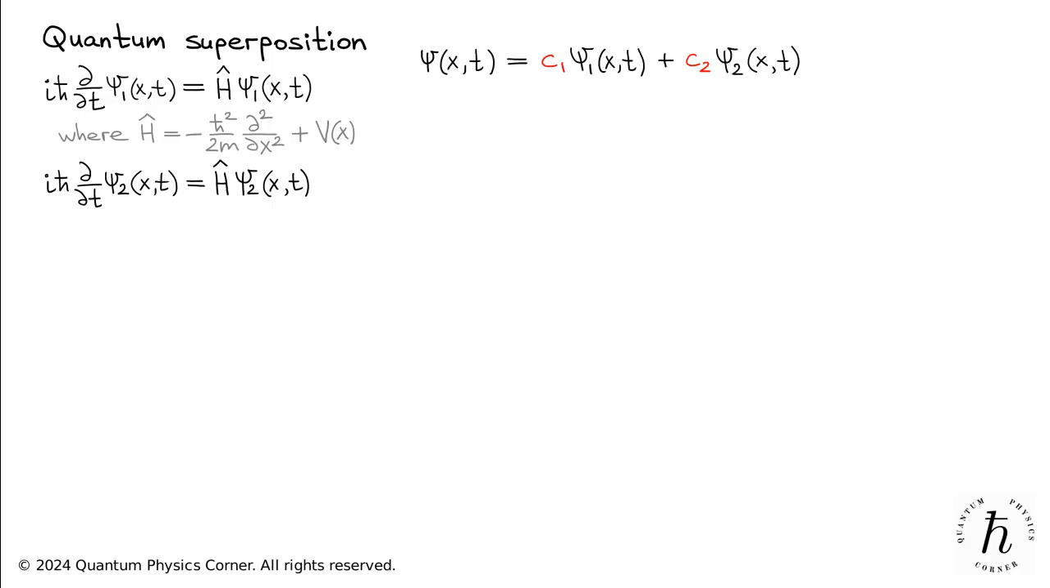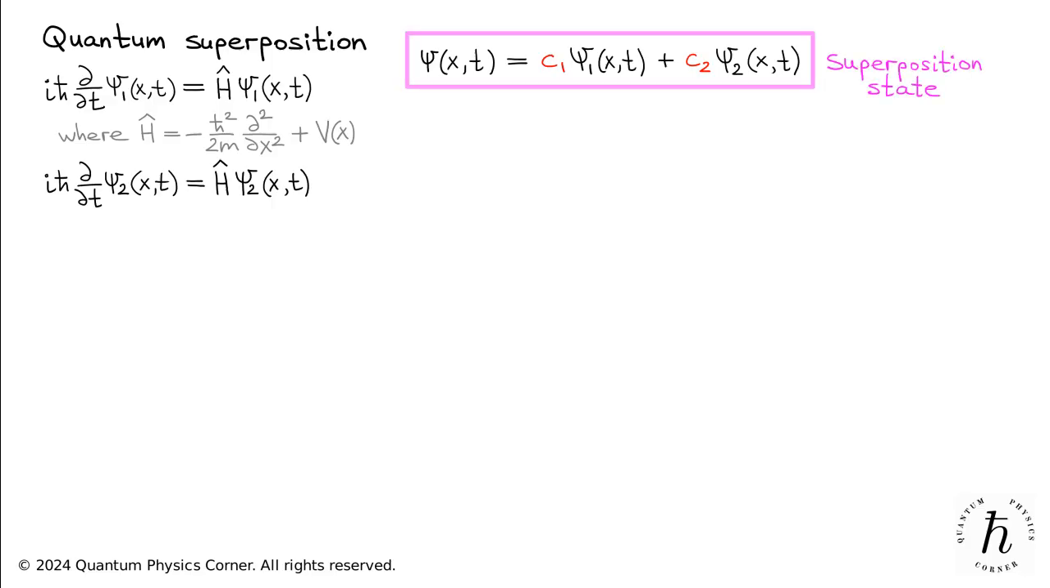Naturally, the coefficients c sub 1 and c sub 2 must be chosen such that the wave function psi is properly normalized. Psi is referred to as a superposition state. Loosely speaking, when a quantum system is in state psi, it exists simultaneously in two different states, psi sub 1 and psi sub 2, which may have very different and seemingly incompatible physical properties. We will soon explore a concrete example of such a superposition state.